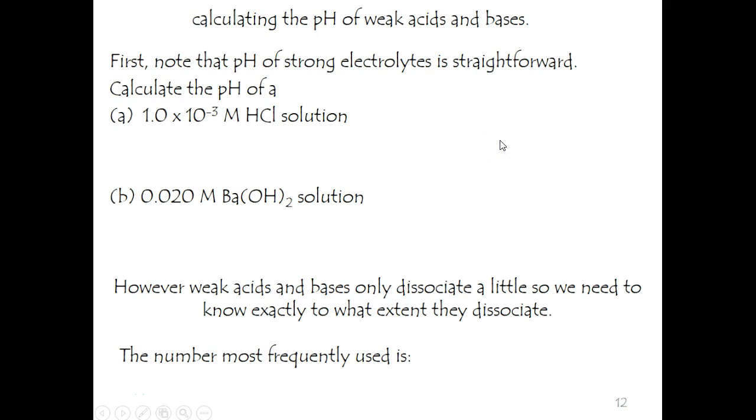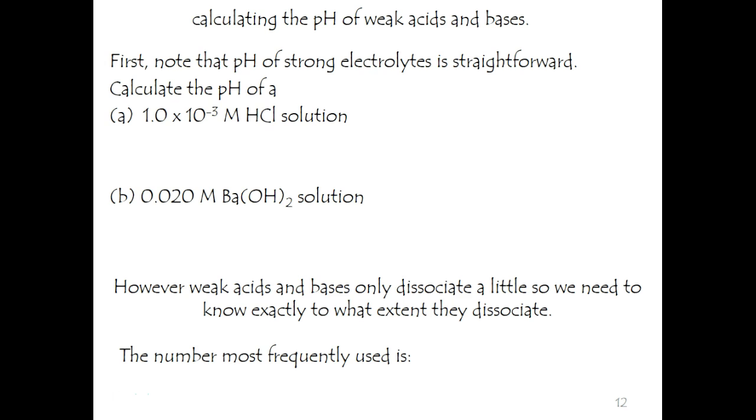Let's do some calculations regarding weak acids and bases. First, let's understand that in first-year chemistry they keep things strong since things are a little bit easier. For example, if we have a strong acid such as HCl being 0.001 molar, you should notice that the pH is going to be 3, since the negative log of 10 to the minus 3 is 3.